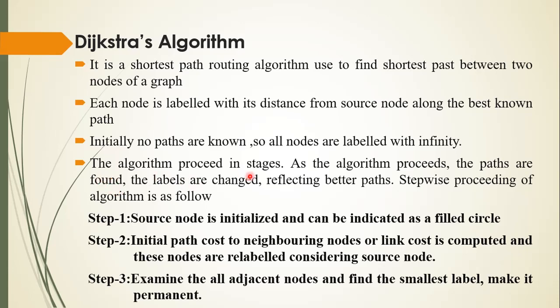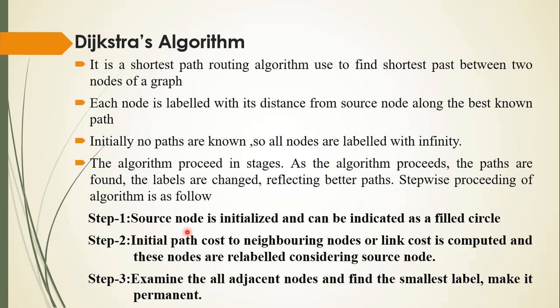The algorithm proceeds in stages. As the algorithm proceeds, the paths are found and the labels are changed. So initially the label is infinity. As we perform the algorithm step by step, we find the paths, so labels are changed, reflecting better paths. The stepwise proceeding of the algorithm is as follows.